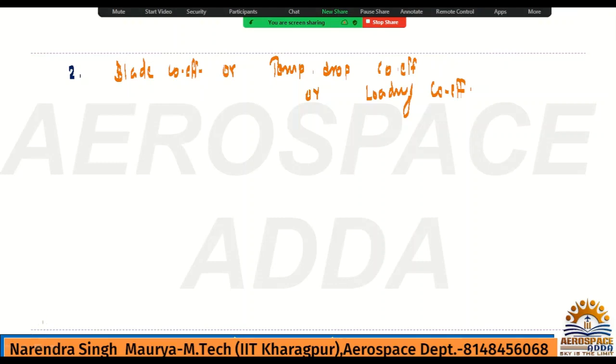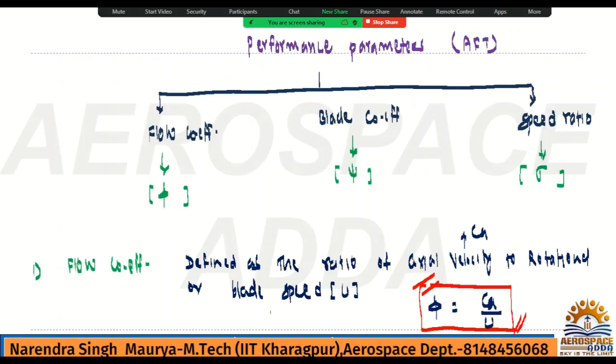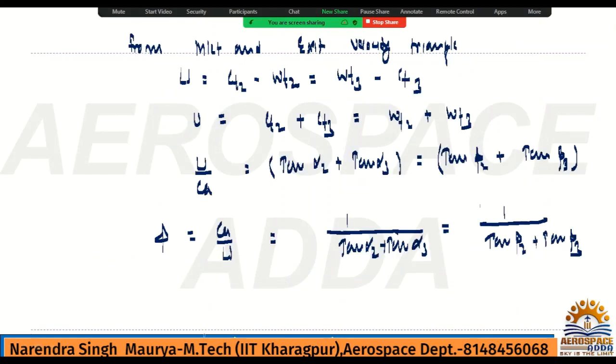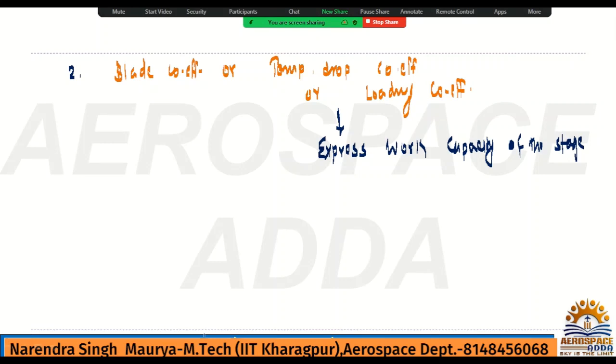What is the formula, or how is it defined? The blade loading coefficient is used to express the work capacity of the stage. Remember it, okay? Of the stage. And this parameter is basically a designing parameter. Now what is the formula for it?